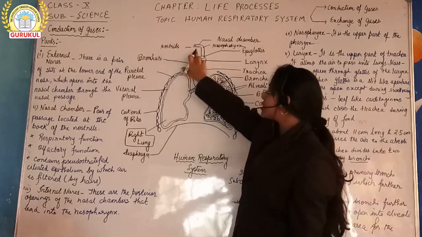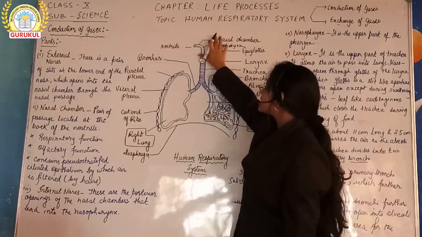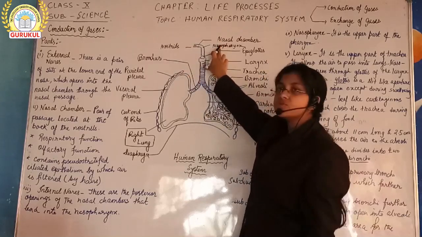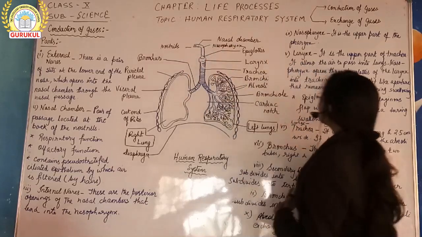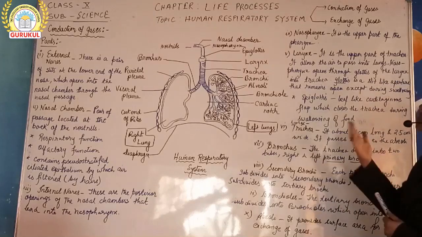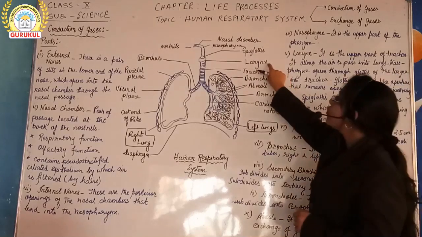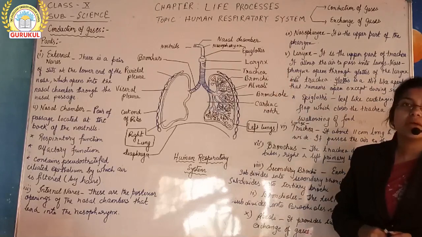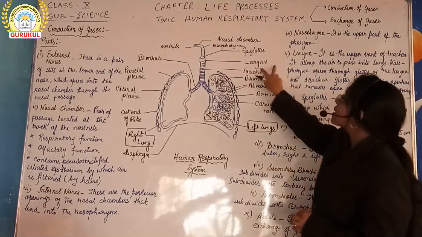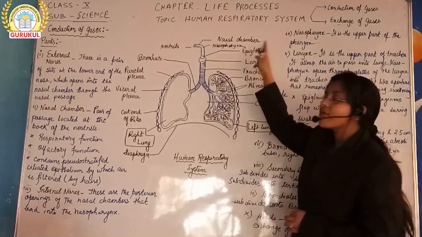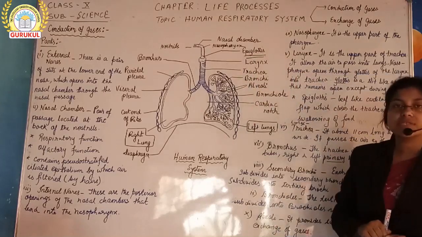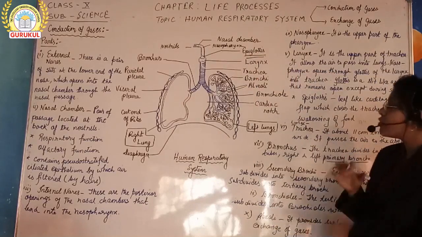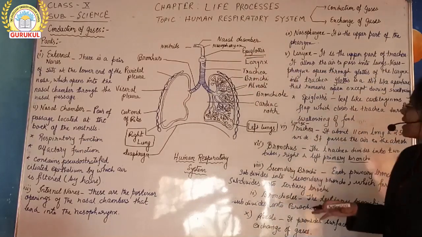So nostrils, air will pass, come to the nasal chamber, then it enters into the nasopharynx. Now this nasopharynx, just after that, what we have got? We have got larynx in it. Before I come to larynx, you need to understand, we have already discussed this term, epiglottis in digestive system as well. So we are going to rediscuss it once again.